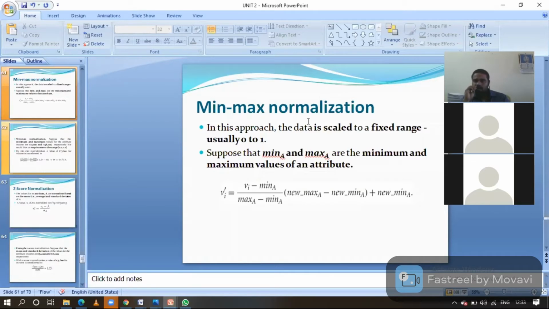Normally, the range will be from 0 to 1. Whatever range you want you can go for it, but normally the range is from 0 to 1.